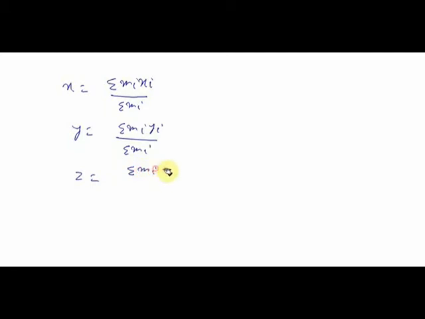So we can write x is equal to sigma mi xi by sigma mi, y is equal to sigma mi yi by sigma mi, and z is equal to sigma mi zi by sigma mi.